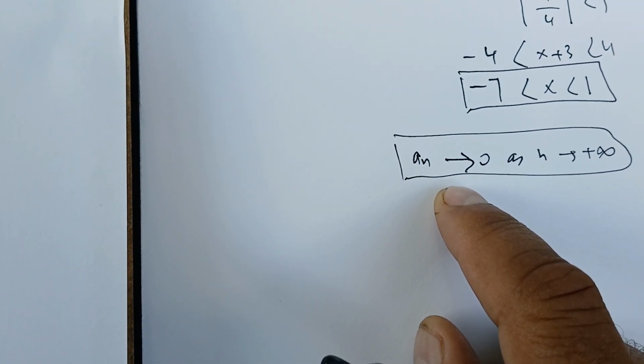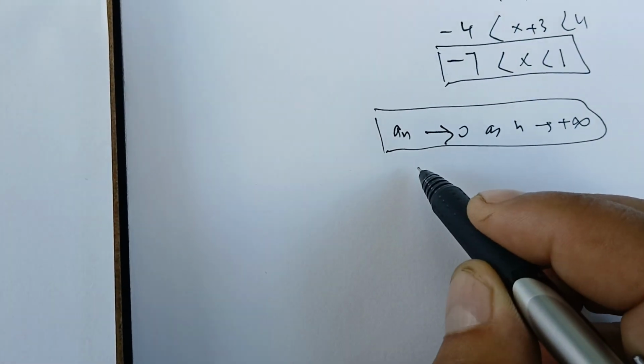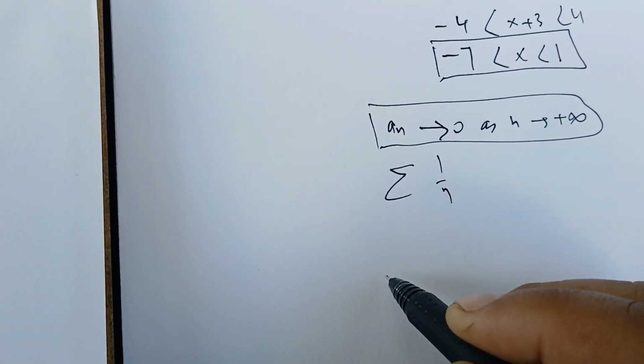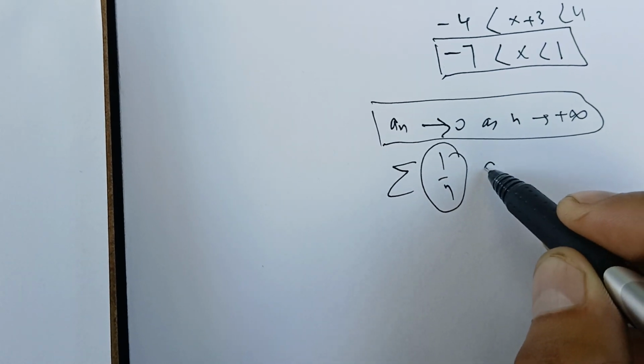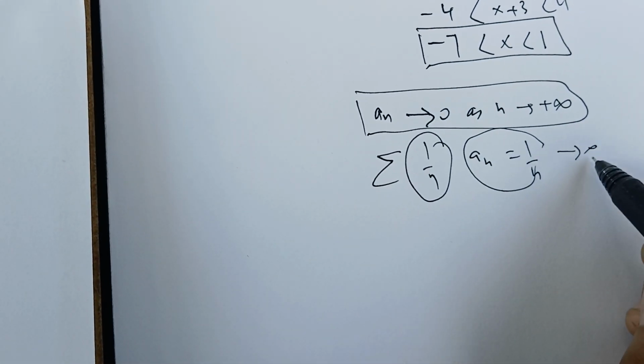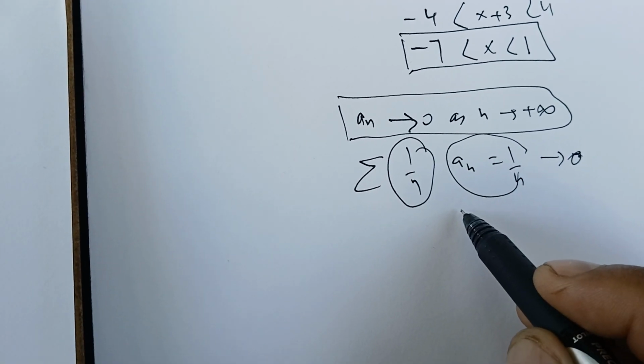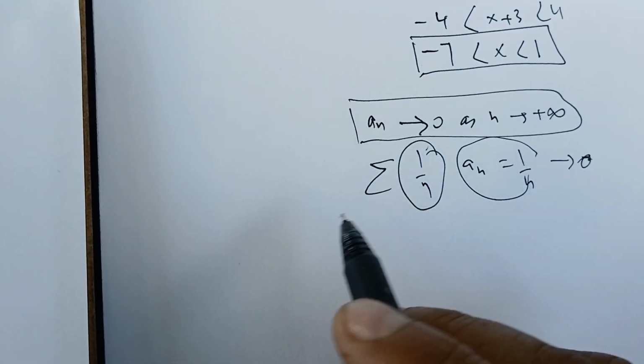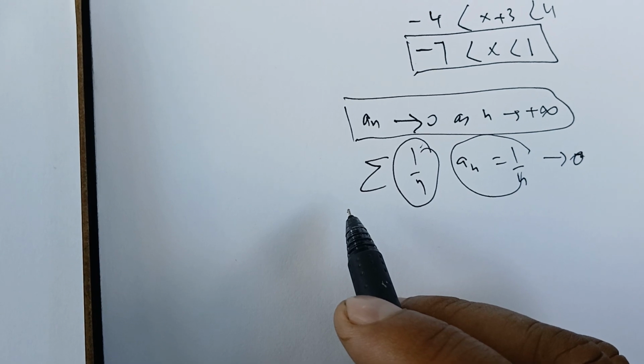Because sometimes, like the series of 1 over n, our term a_n is 1 over n. This goes to 0 as n goes to infinity, but this series is divergent.